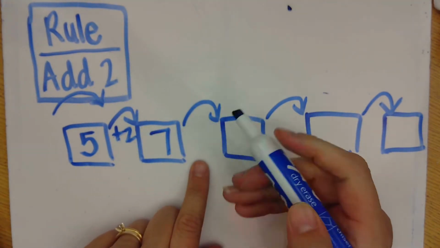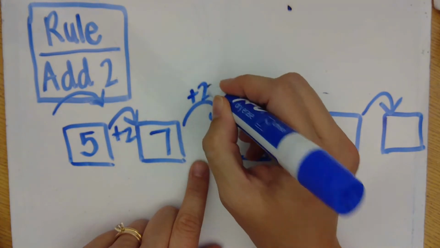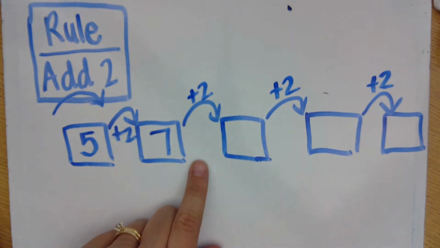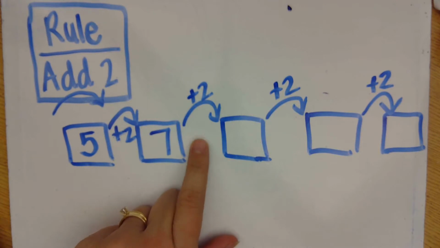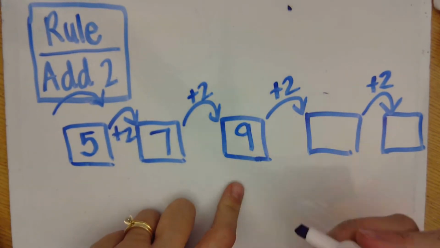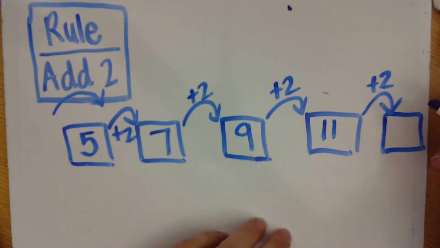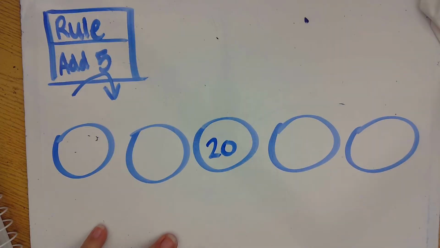Oh, here's another arrow. So I'm going to remember every time I see the arrow, I need to add 2 so that I can complete my frames and arrows. 7 plus 2 is 9. 9 plus 2 is 11. 11 plus 2 is 13. Let's try another one that's a little bit more complicated.